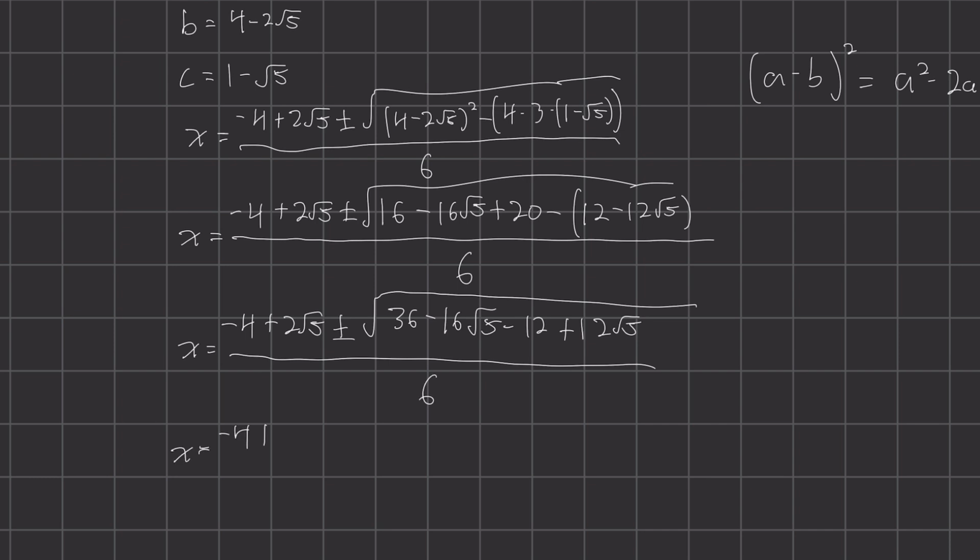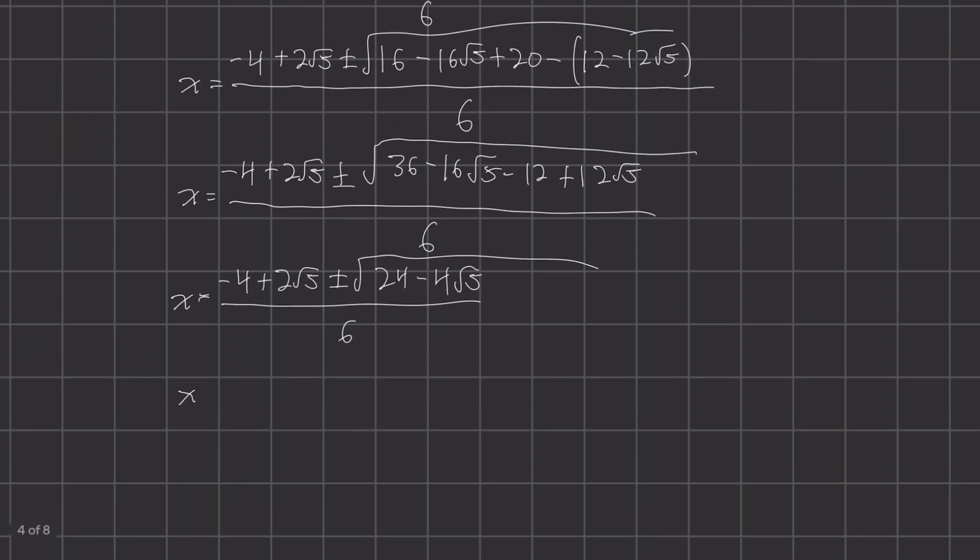X is equal to negative 4 plus 2 root 5 plus minus square root, oh my god, square root 36 minus 12, which is just 24. And then we have negative 16 root 5 plus 12 root 5, which is just minus 4 root 5, all over 6. And what you'll notice between these two numbers is you can actually factor out 4. So we just gotta write all of this stuff. And we can factor out 4. Factor out 4 from 24, you get 6, and it's going to be minus just root 5.